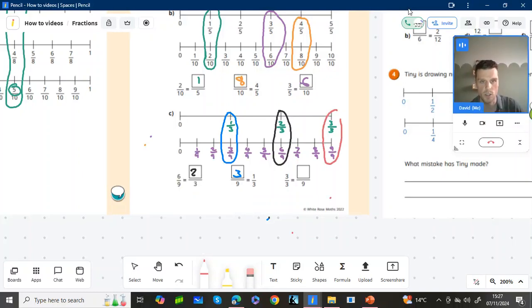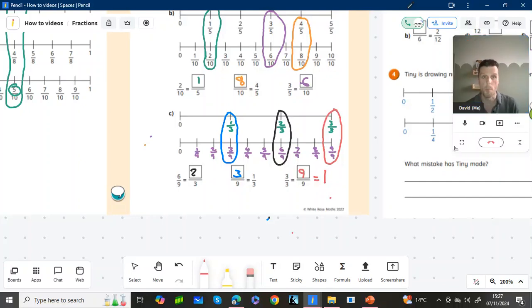is equivalent to 9/9. Okay, which are all, and I'm going to write this in, they are both equal to 1 whole. When your numerator, which is the top number, and your denominator, which is the bottom number, are equal, they will equal 1 whole. Okay, that fraction will equal 1 whole.